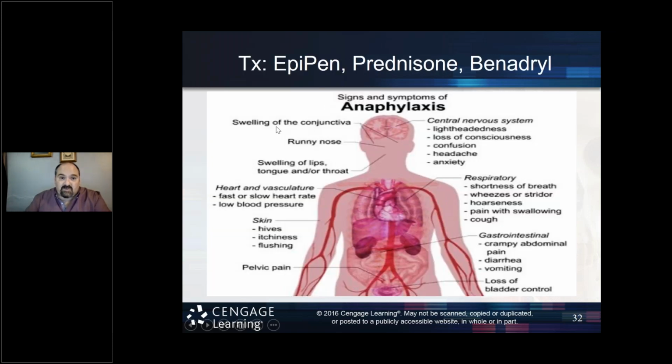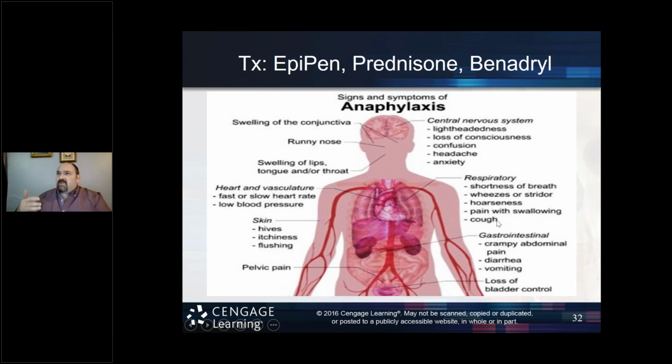You'll see here that swelling of the conjunctiva, runny nose, swelling of the lips, tongue, or throat, right? If the throat swells, if there's swelling taking place here, is that going to affect your ability to breathe? Absolutely. The heart and vasculature, fast or slow heart rate, low blood pressure, not good. You see here as far as hives, itchiness, flushing, pelvic pain, lightheadedness, loss of consciousness, confusion, headache, anxiety, respiratory system, shortness of breath, wheezing, hoarseness, pain with swallowing, cough.